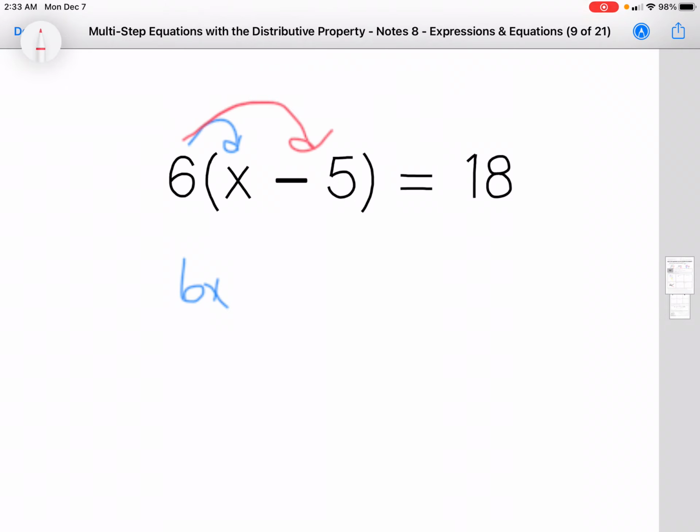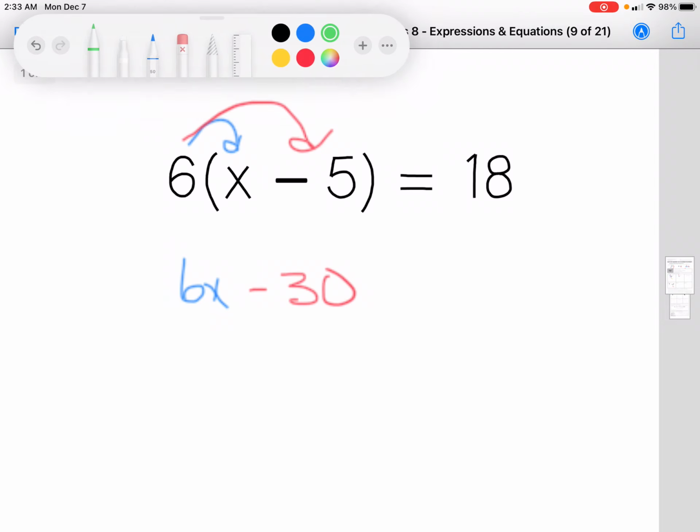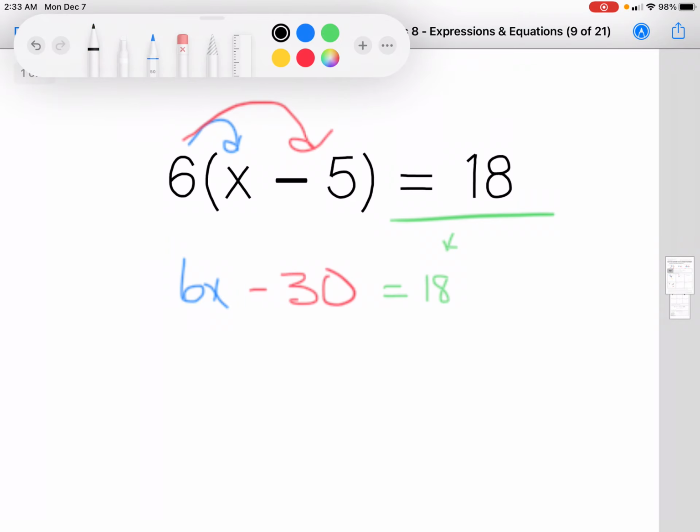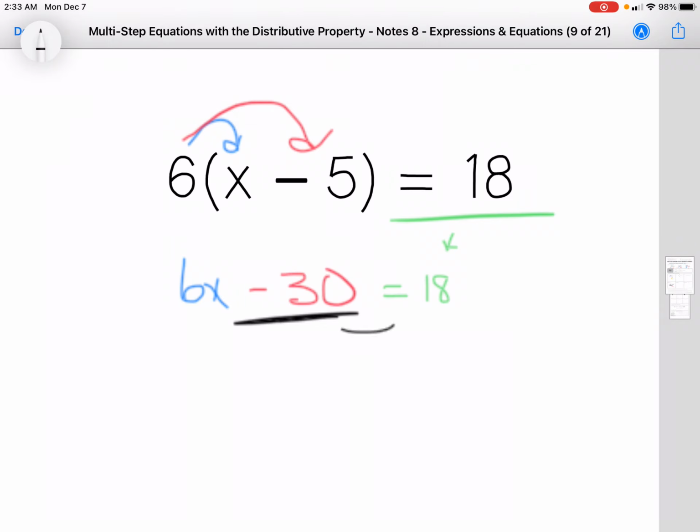6 times negative 5 is negative 30. I did not touch this, so I'm just going to bring it down. Okay. What's the opposite? You've got to take that over to the other side. How do we do that? By adding. So those go away. I'm left with 6x equals 48.